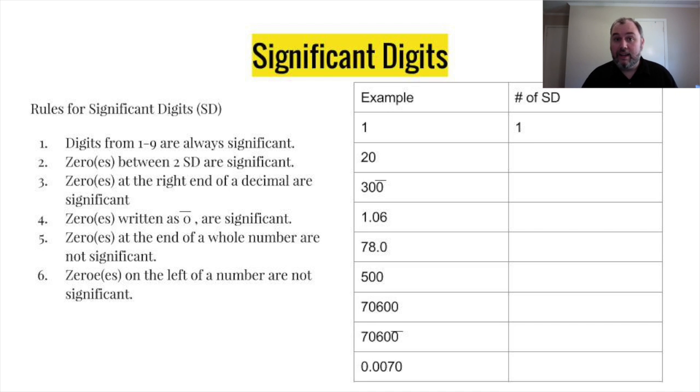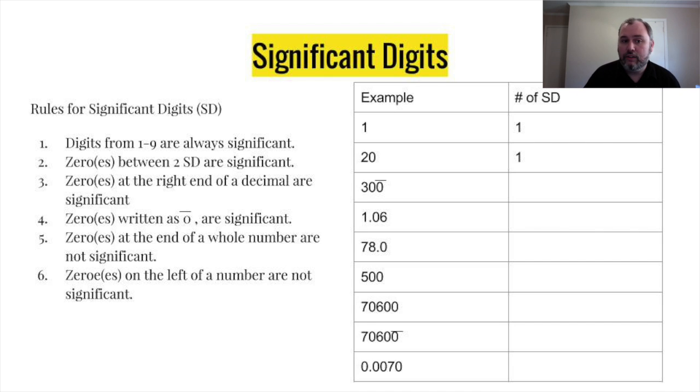Therefore, the 0 is not a significant digit, which means that the number 20 only has 1 significant digit, okay? Let's look at the next one, 300 with a bar. Going through it again, rule 1 tells us 1 through 9 are always significant. So we know the number 3 is significant. So that gives us 1 significant digit. All right. Look at rule 2.